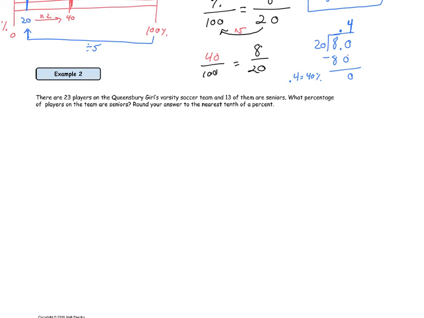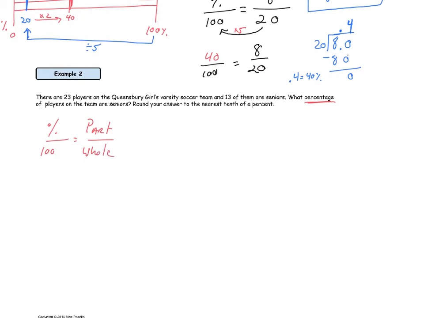There are 23 players on the Queensberry Girls varsity soccer team, and 13 of them are seniors. What percentage of players on the team are seniors? Round your answer to the nearest tenth of a percent. So we need to figure out percentage. Let's go ahead and set up our problem using the two fractions set equal to each other. So we have percent over 100 is equal to part all over whole.